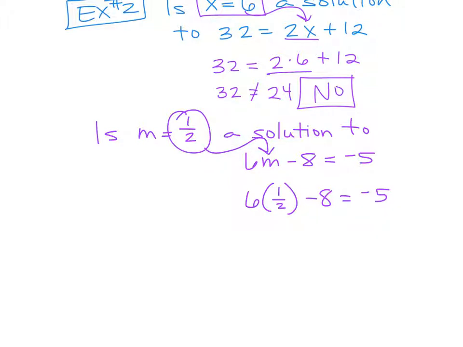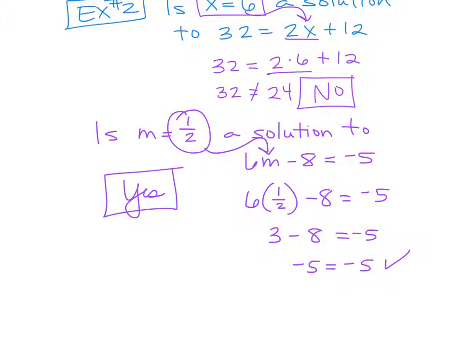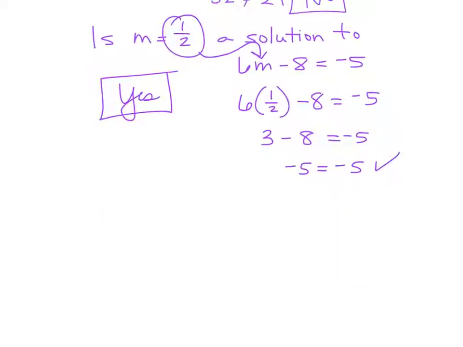Is that what you said? Yeah, so 6 times 0.5 you could do. Or half of 6 is 3. Someone else said it. 3 minus 8 is -5. So we get -5 equals -5, which is true. That works, right? So is m equals 1/2 a solution? We would say yes, that is a solution because it works out to a true equation. Okay?